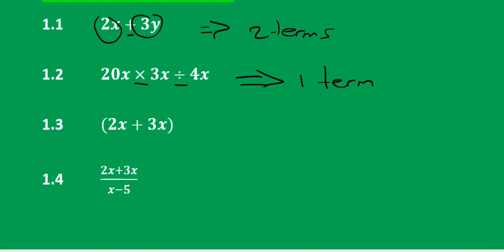Now we look at 1.3. There is an addition there. And we know that addition can separate terms. But because these terms are inside the bracket, even though there is an addition, it doesn't matter because they are inside the bracket. Everything inside the bracket counts as 1 term. Same with the fraction. Even if there's an addition and subtraction, doesn't matter because a fraction also counts as 1 term.